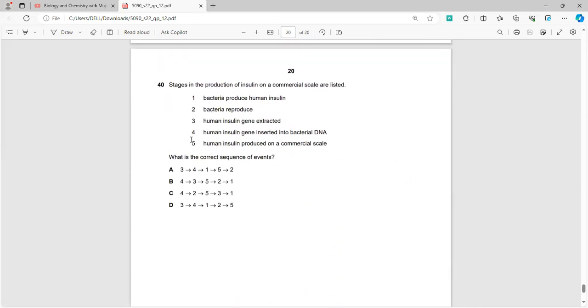Now, we need to know the correct sequence of events. First, the insulin gene is inserted into the bacterial DNA. Now the bacteria reproduce and they produce human insulin. Finally, we extract the human insulin gene from the bacterial plasmid, and we use special restriction enzymes to cut out the DNA from the bacterial plasmid, and it is then produced on a commercial scale.